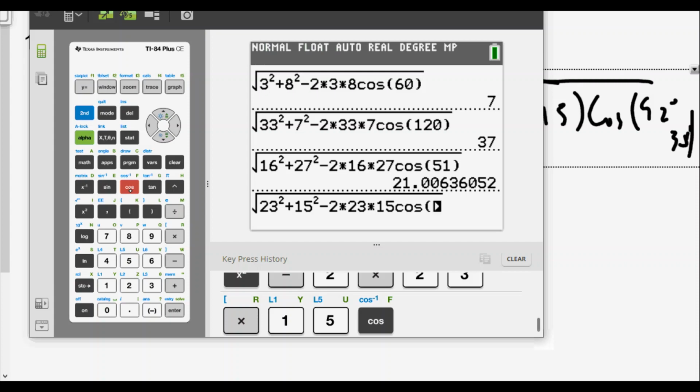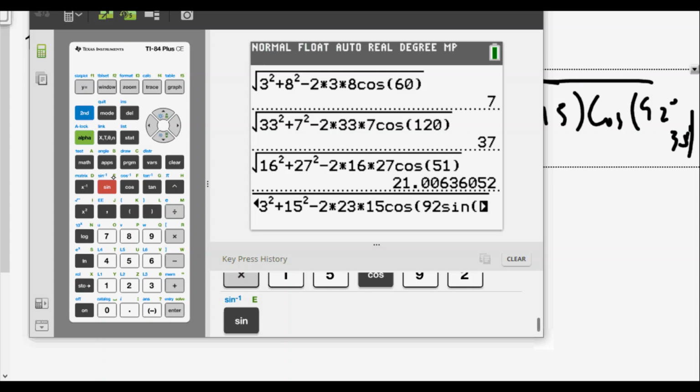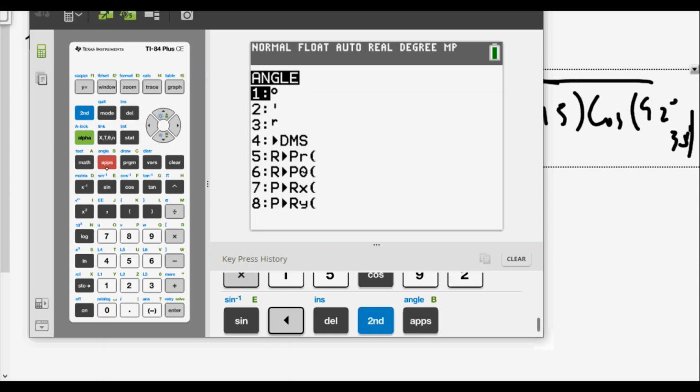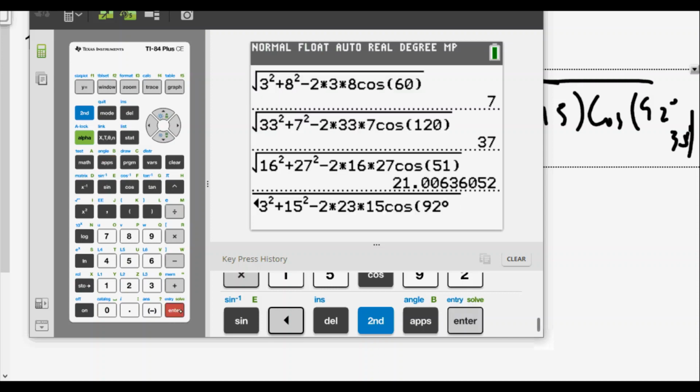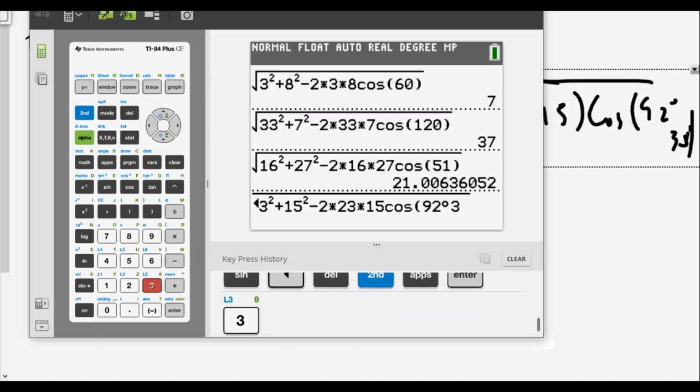Now here's the thing, it's 92 degrees. The degree symbol can be found right above the apps button. In this case, oops, I took sine by accident. Let me delete that. All right, 92, right above the apps button, second apps. You'll see a list here, and a symbol for angle. The first symbol is going to be degrees. So here's degrees, and then we type in 30.